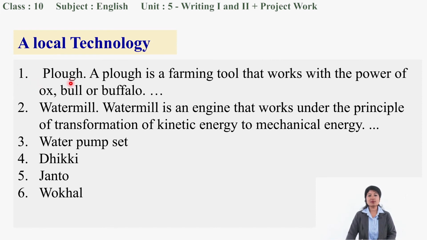Number one is plow. A plow, or plowing the field. You must have seen farmers plowing the field. It is a farming tool that works with the power of ox, bull, or buffalo. So in a field or farm, you must have seen plows being drawn by buffalo or bull. Not only in the past, in some places of Nepal, people still use it to plow, though tractors are used these days.